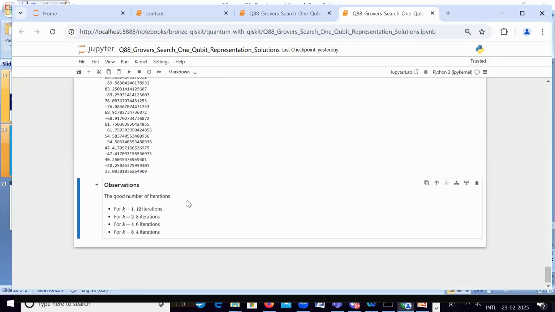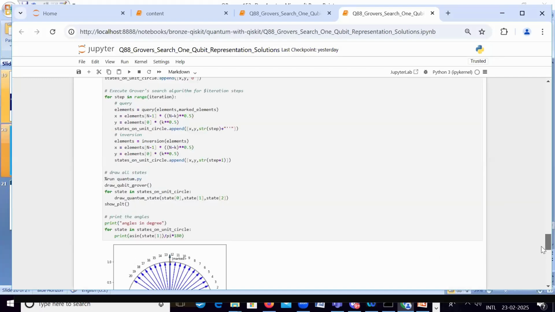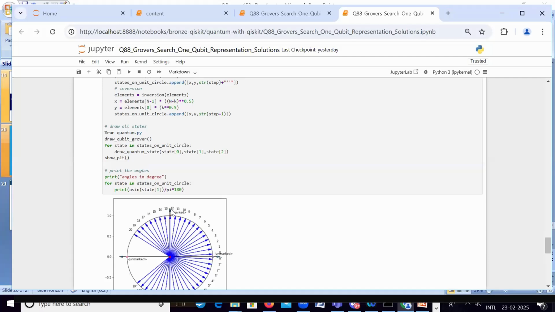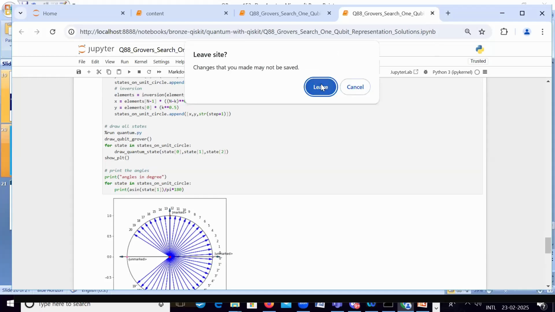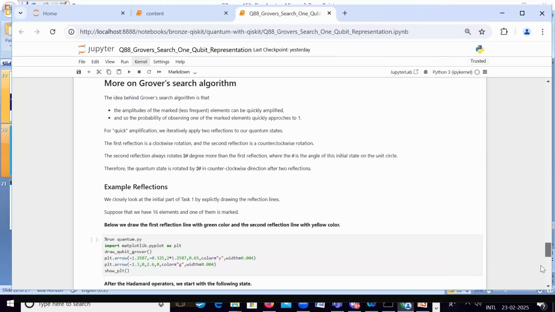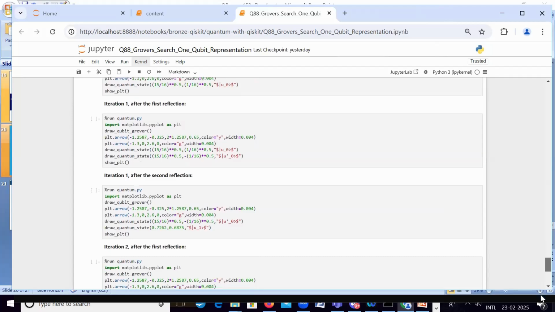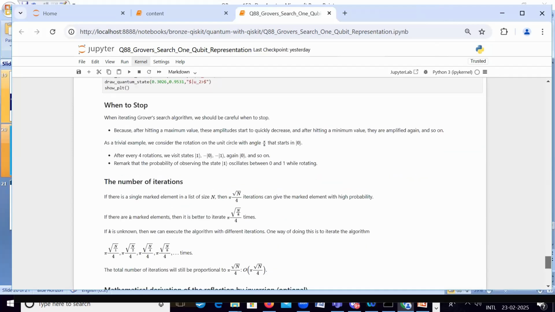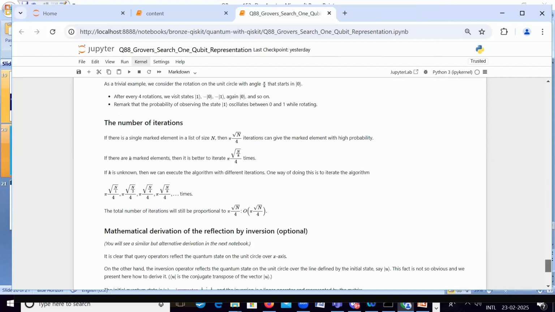Observation: the good number of iterations for k equal to 1, for any number k, there are 12 iterations. We can see this at the top. Yeah, here it has been marked. So that is the good iteration for this one. Now we finish this part. Coming to the number of the iteration.